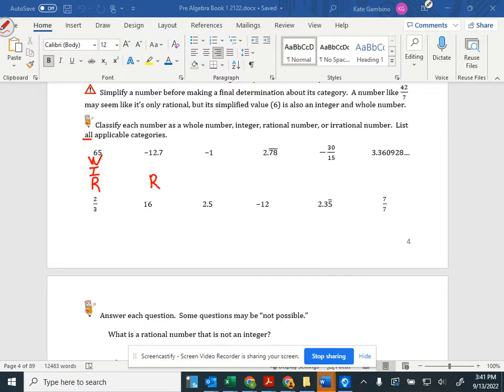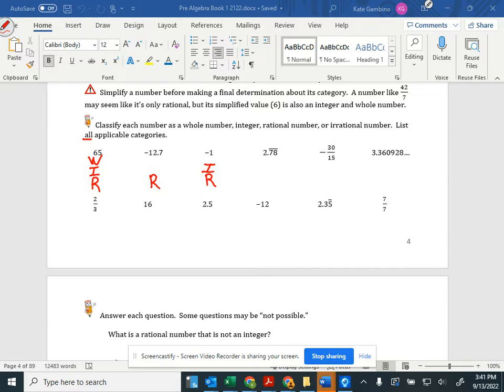We look at -1, it's negative, so it can't be whole. It can be an integer because integers are whole or positive and negative numbers. And if it's an integer, it is rational.